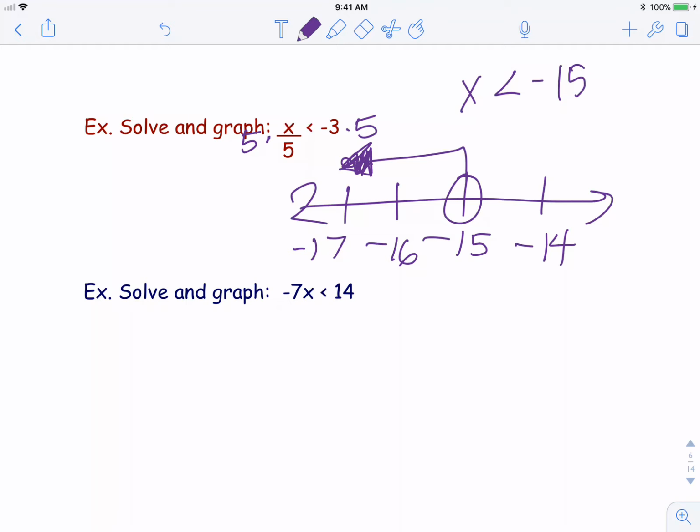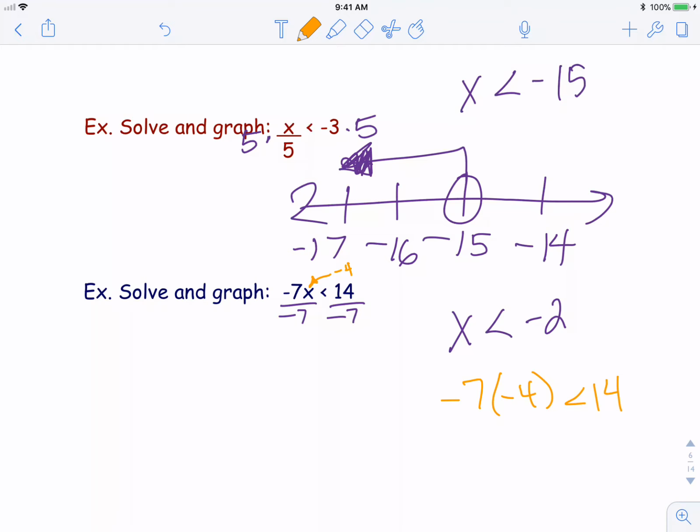In this next example, I'm multiplying by a negative 7. So the opposite of multiplying by negative 7 is dividing by negative 7 on both sides. So that leaves me with x is less than, well, 14 divided by negative 7 is negative 2. Now, if I go back through and check this answer, so if I find a number that is less than negative 2, that would be something like negative 4. So if I try plugging in negative 4 for x, that would give me negative 7 times negative 4, and seeing, is that less than 14?